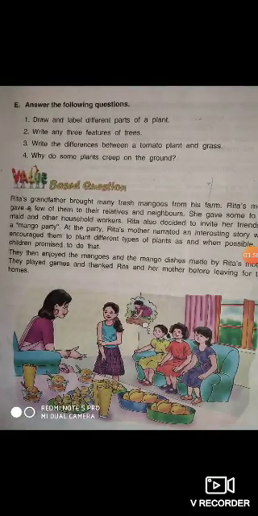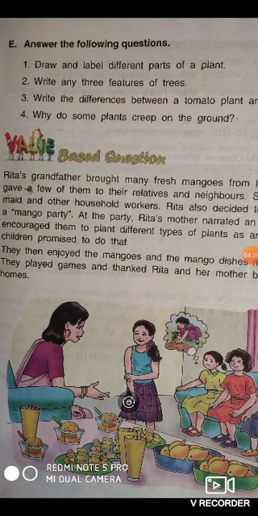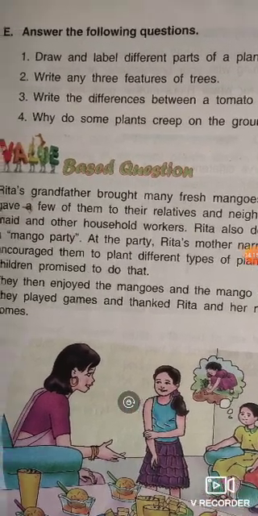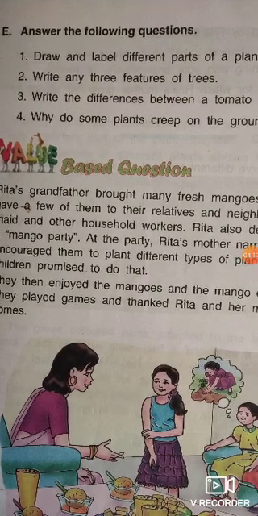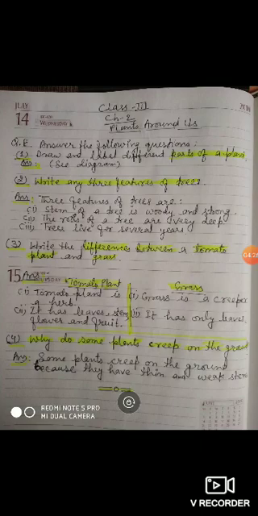Now come to question E. Draw and label different parts of a plant. I have sent you the diagram of the plant. You will see that diagram and then you will draw. Now question 2 is: write any 3 features of a tree. So what will you write? I am going to show you the answer. You will write like this.